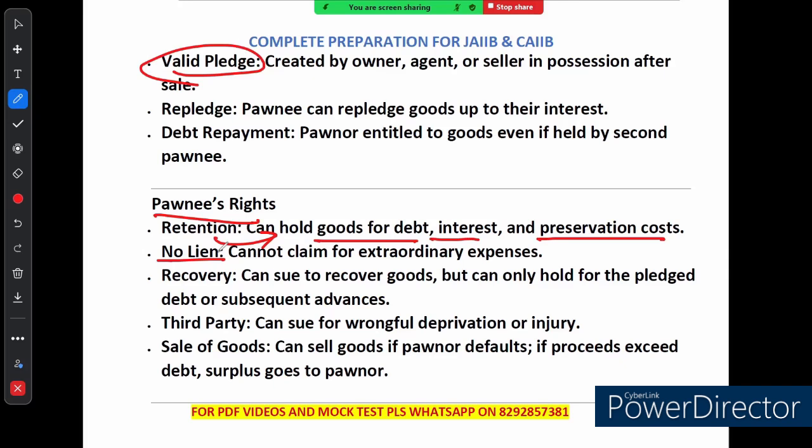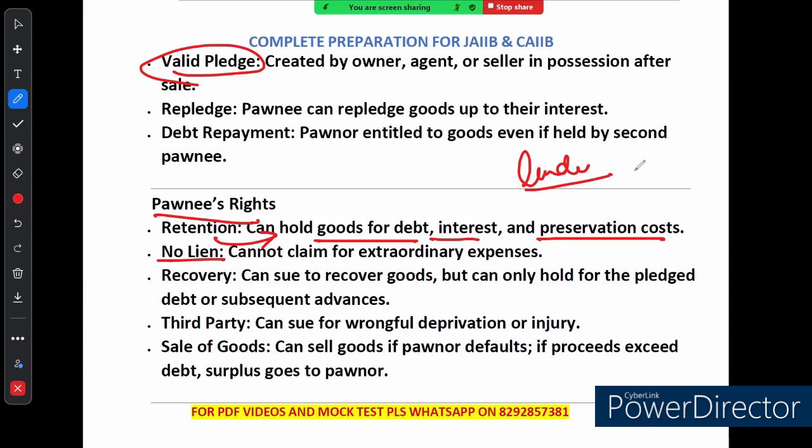We are talking about debt repayment. The lender is called the pawnee, remember, and the borrower is called the pawner, obviously. The lender, in this case the bank, is the lender, and if a second lender holds the goods, the borrower, that is the pawner, has a right to get them back after repaying the debt. So the borrower can get them back after repaying the debt. And if the borrower defaults, the pawnee has a right to sell the goods. So the bank here is the pawnee, right?